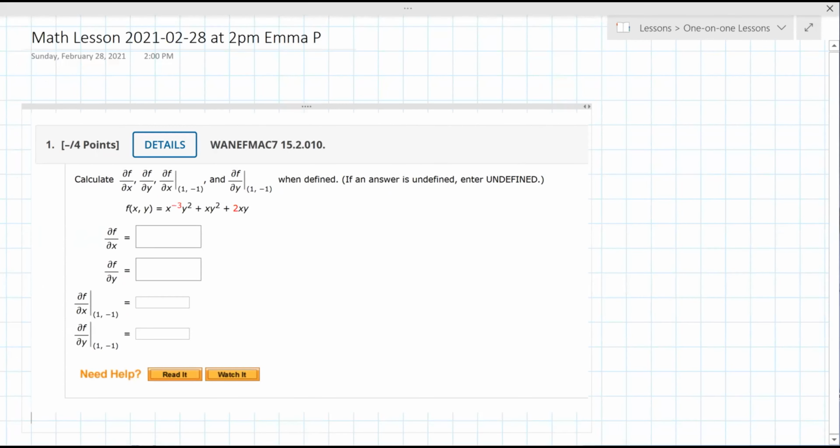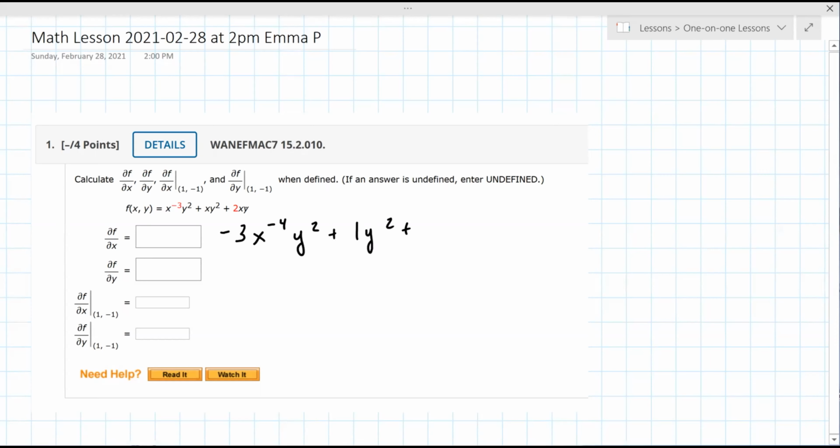Okay. Calculate the partial derivatives and evaluate them at each of the indicated points. So as a reminder here, when you're taking a partial derivative with respect to x, the y is treated as a constant. So you just ignore it. Wherever you see y, you just ignore it and you just take the derivative with respect to x. So it's minus 3x to the minus 4 power, keep the y squared, plus derivative of x is 1 times y squared, plus y is constant, 2x, derivative of 2x is 2y here.